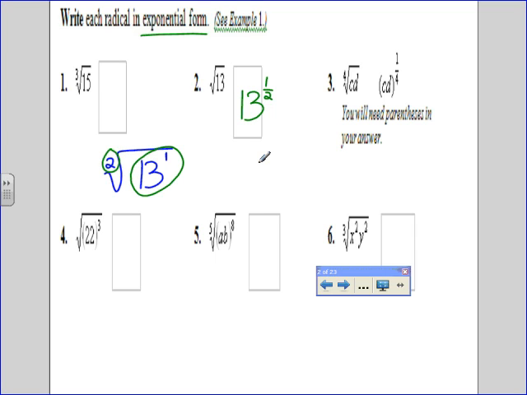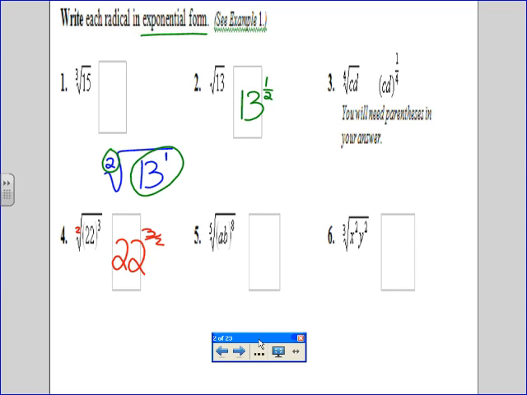Number 4. Take a look at number 4. Once again, I have an invisible 2 power. Now, if it helps you, go ahead and write it in just like I did right now, so that you can remember to rewrite this as 22 to the 3/2 power. Because remember, the denominator is the index, or the root, that is outside.